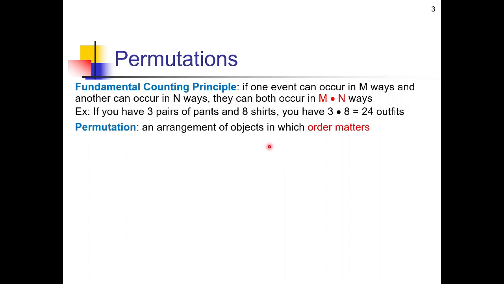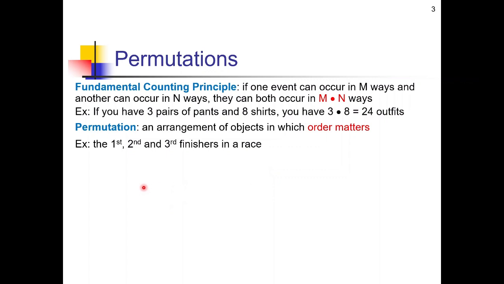Another more concrete way in which order might matter is, let's say we have a race with 8 people and we have 3 people who come in the top 3. And we want to know the first, second, and third finishers in said race. So in that case, the order would make a big difference of the arrangement of those objects or those people.